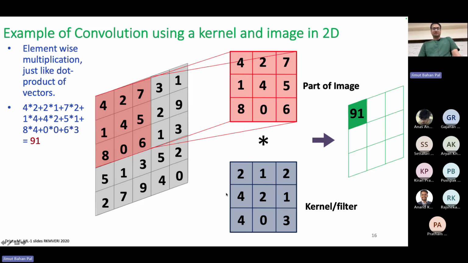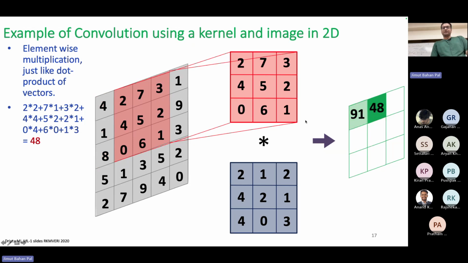Okay, so now let us see an example of convolution. Convolution is nothing but element-wise multiplication, just like the dot product of vectors. This gray thing is the input, and this is the filter. We take a patch of the input which has the same dimension as the kernel, and do an element-wise dot product, like 4 into 2 plus 2 into 1 plus 7 into 2 plus 1 into 4, and so on. After the addition, we get the output, which is placed here. So 91 is the output.